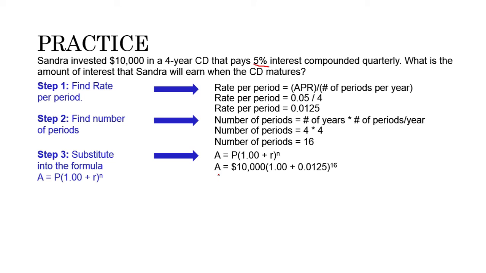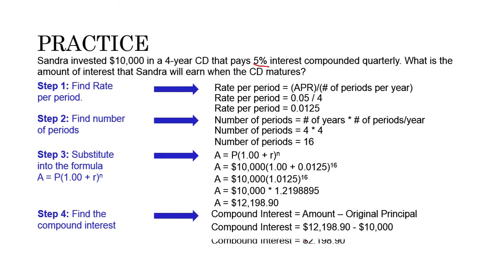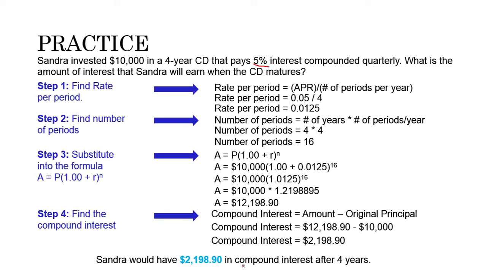PEMDAS, parenthesis first, we get 1.0125. Exponent next, that's to the 16th power, so we get 1.2198895. For that, multiply that by 10,000, we get $12,198.90. Last step, find the amount of interest. So we subtract the original principal from the amount, and we get $2,198.90. So that is the amount of interest after 4 years.